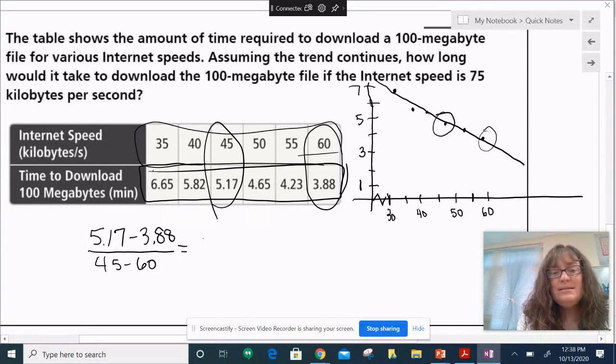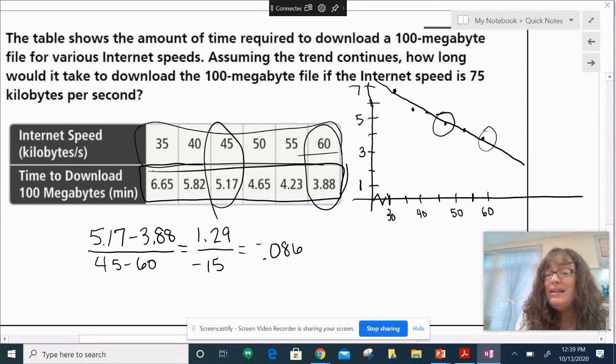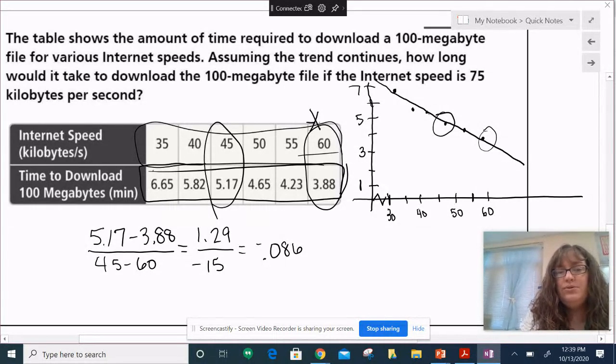When I do that here, guys, I end up with 1.29 divided by negative 15, which does not come out to be a nice whole number. And in fact, it's negative 0.086. And again, that's okay on one of these types of problems. So then writing my equation, I'm going to choose one of those 2 points. I'm going to choose the 60, 3.88 and start with y minus 3.88 is equal to my slope of negative 0.086 times x minus 60.